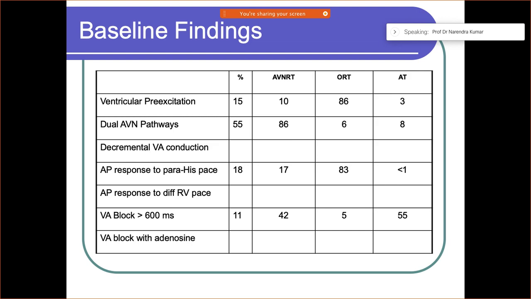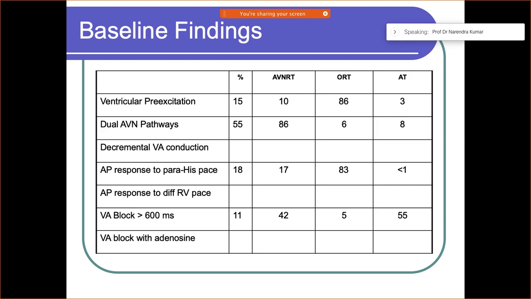Of course, if you are able to see ventricular pre-excitation, the majority of the time it is going to be orthodromic reentry tachycardia, right? However, 10% of those patients can also have AVNRT. So it's not always like this. If someone has pre-excitation, you are dealing with a pathway, and a lot of times it is an innocent bystander as well. That also tends to happen. In fact, 3% of them can have atrial tachycardia.